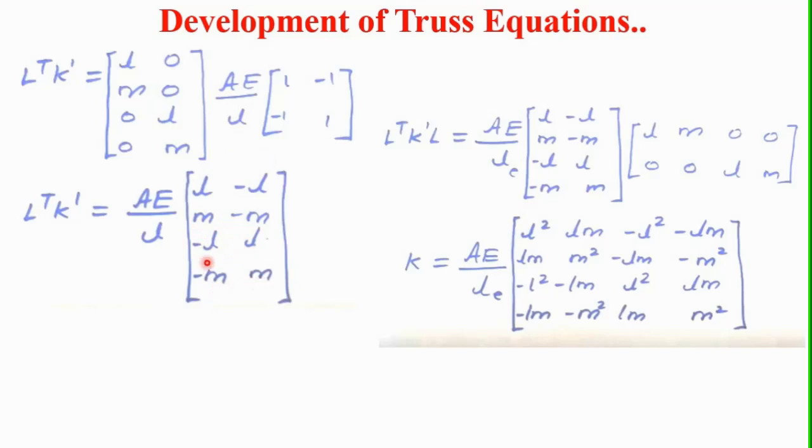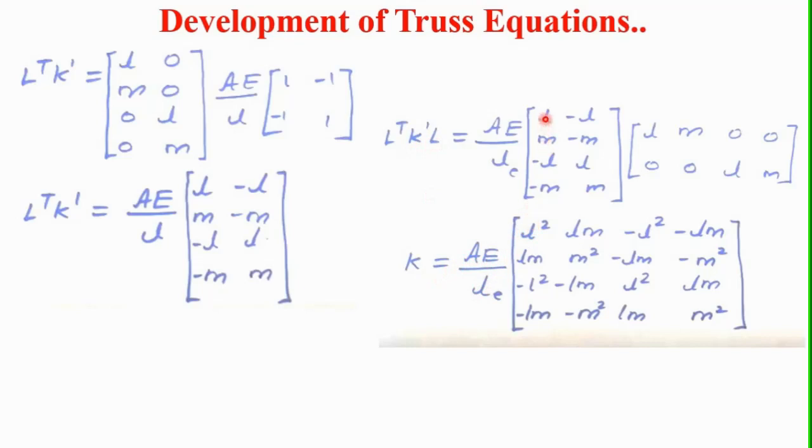Okay, this matrix. Now again by multiplying by this l, l transpose into k dash into l. Here we can see l transpose into k dash into l, so this AE by LE into this matrix and into this l matrix. Again by multiplying these two matrices, we will get this k matrix. So therefore l transpose into k dash into l is equal to the k stiffness matrix. K is equal to A into E divided by LE into this matrix.